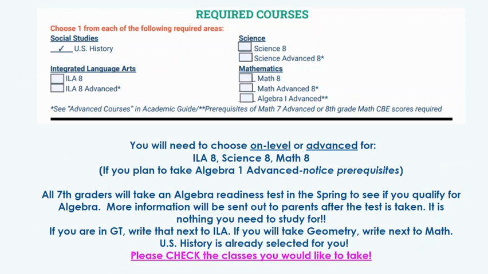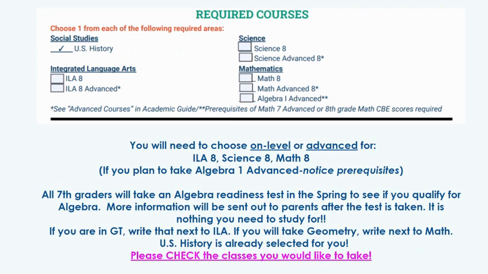Here's an image of the required course card, part of the course card on the district card that's listed online. You'll need to choose on level or advanced for ILA 8, Science 8, Math 8. If you plan to take Algebra 1 advanced, please notice the course prerequisites. All 7th graders will be taking an algebra readiness test late in the spring to see if you qualify for algebra. This is a readiness test to be able to see if you are ready for the course.